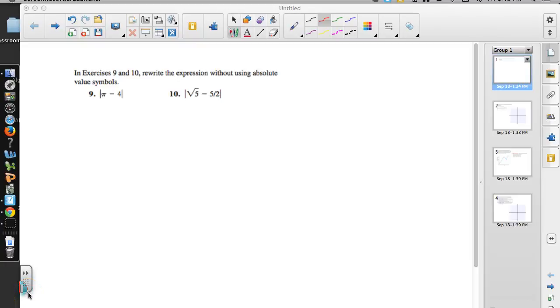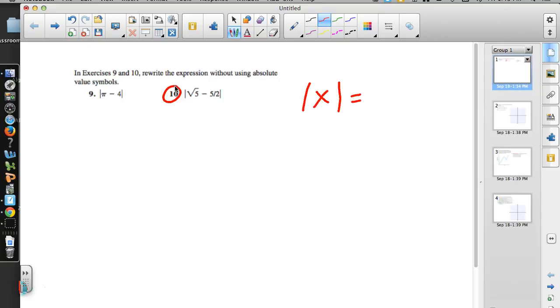These are the frequently asked questions for pre-calculus for section P2 from the prerequisites. And the first one is number 10. It says, rewrite the expression without using the absolute value symbol. So what we have to remember is that the absolute value symbols are there because everything that comes out needs to be positive.